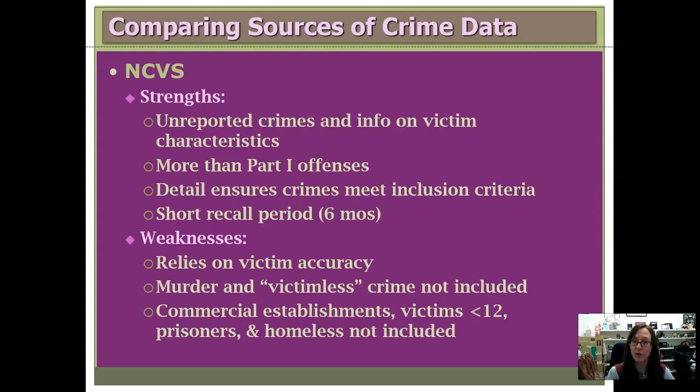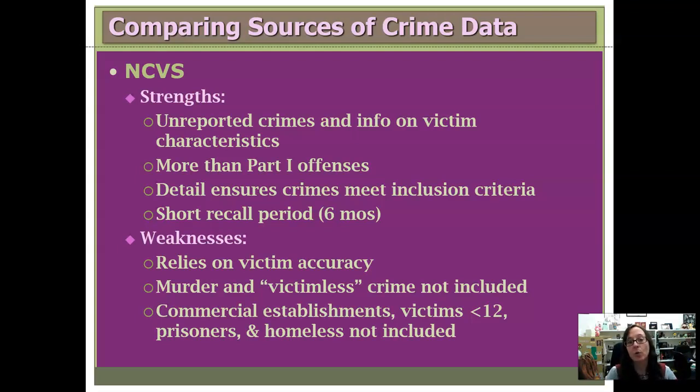But also victimless crimes. Things like public drunkenness or prostitution or illegal drug use or gambling, you wouldn't get information on those because there's no victim to ask about those things. Also, because the NCVS goes to households, it's not going to include commercial establishments, so we won't know about commercial robberies or assaults that happen within workplaces and things like that from the commercial standpoint. So we wouldn't get information there, whether it's about the people within the establishment or the establishment itself. Also, for a similar reason, we wouldn't get information from prisoners or from the homeless because they don't have a home to go to.